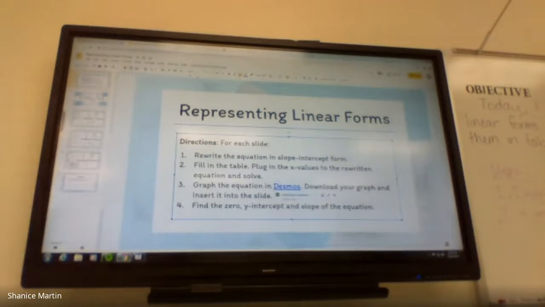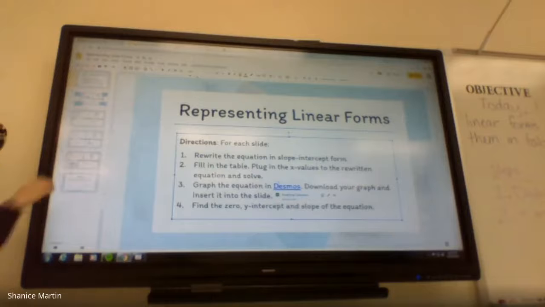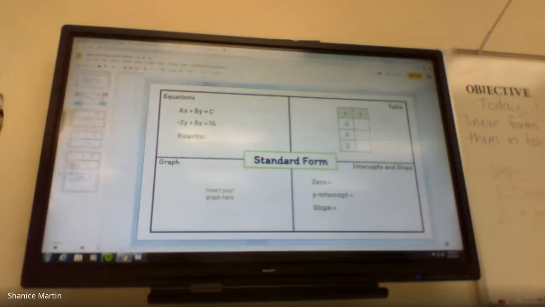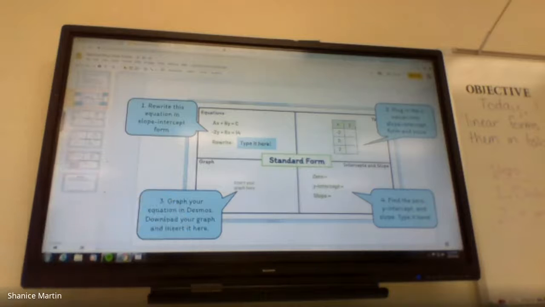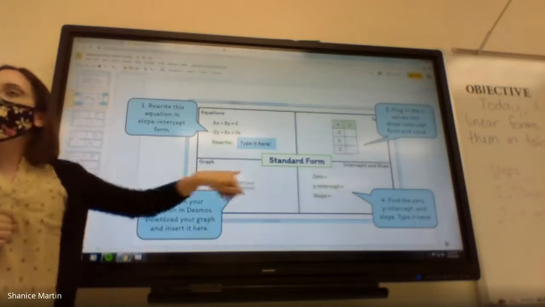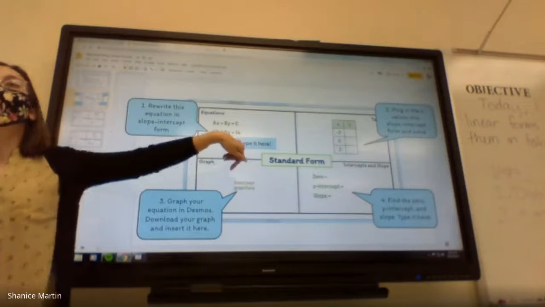So if you do not have your Desmos graphing calculator open, a link is on the first slide. Okay. Where am I at? I'm right here. You're going to graph your equation in Desmos, and then download your graph, and you're going to insert it right here.